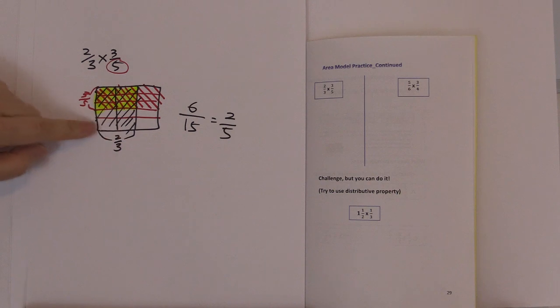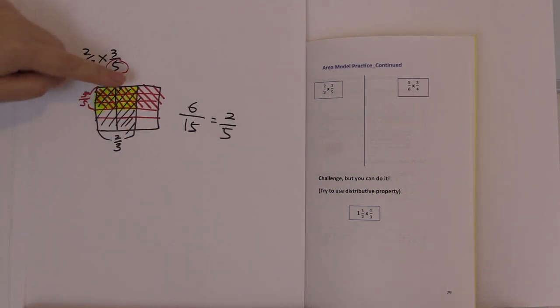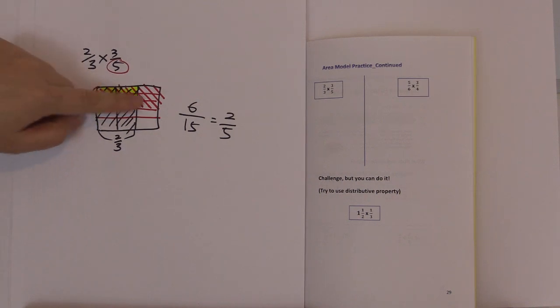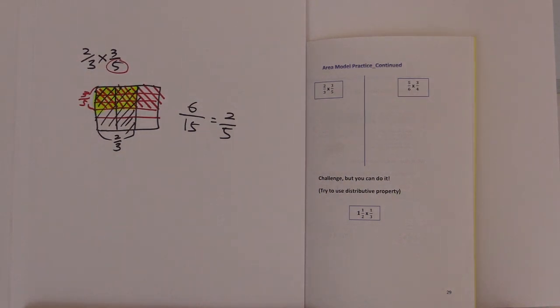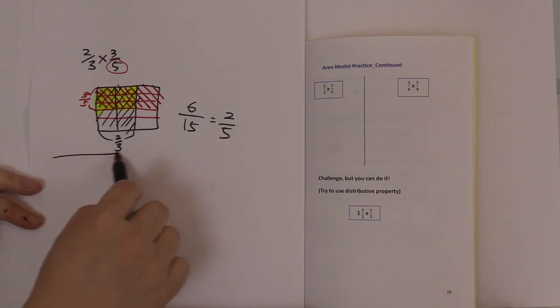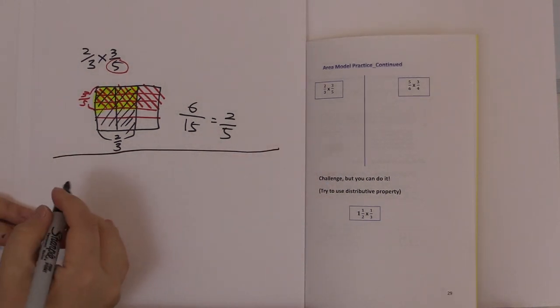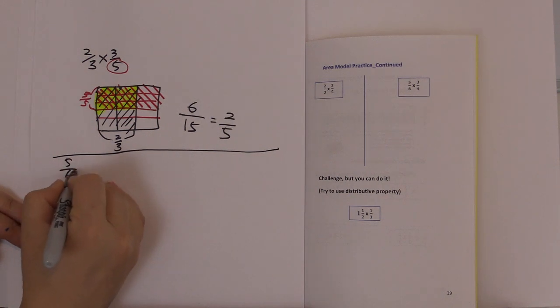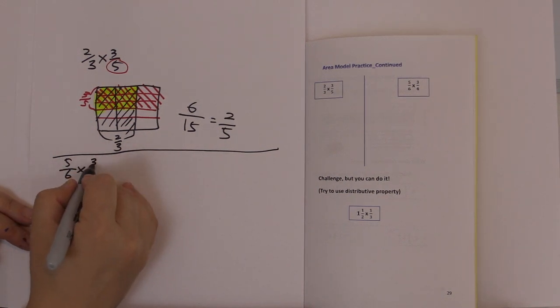So one is base, the other one is height, and then double shaded. You color the base first, and you color the height, and then the double shaded part is going to be your answer. This is how we're supposed to find it. Good. Let's do the next one. Next one is 5/6 times 3/4.